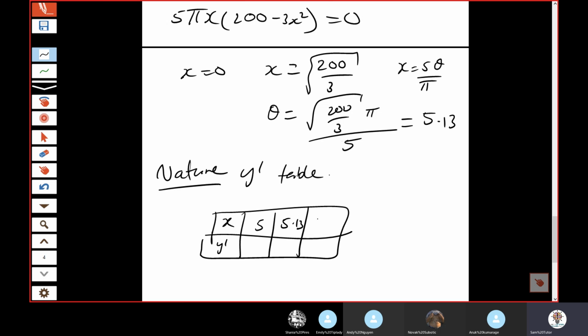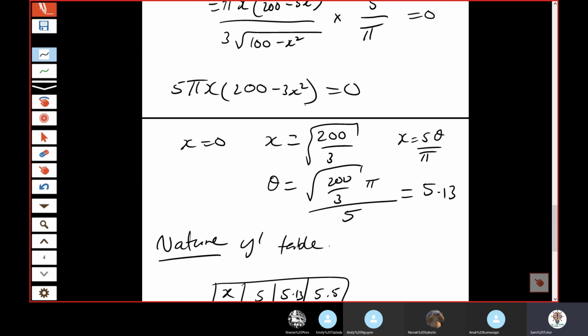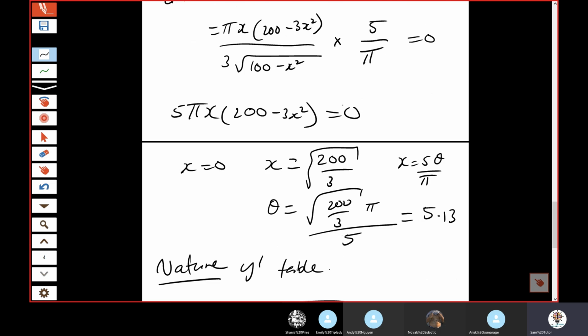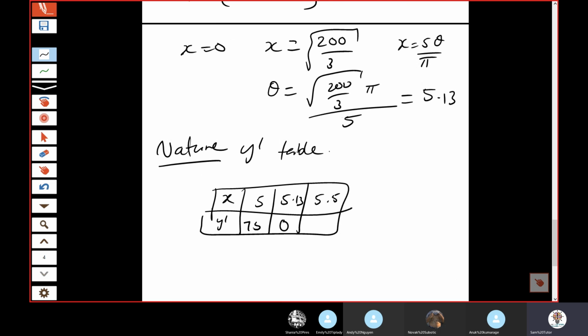...13, so we'll choose 5 there, and I think we'll choose 5.5 there. We're going to sub 5 and 5.5, or I'm going to sub it into this thing right here. Okay, pi times 5, bracket 200 minus 3 times 5 squared on 3 root 100 minus 25. We'll just write 5 squared. 75. So that one became 75.